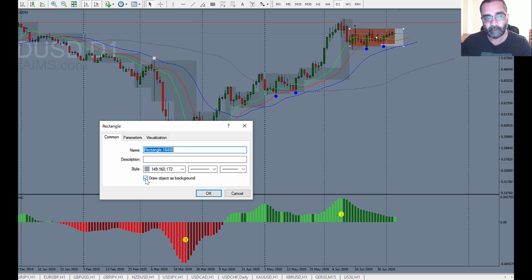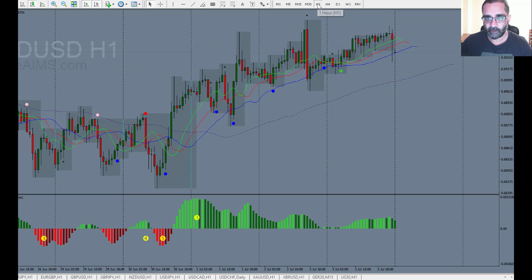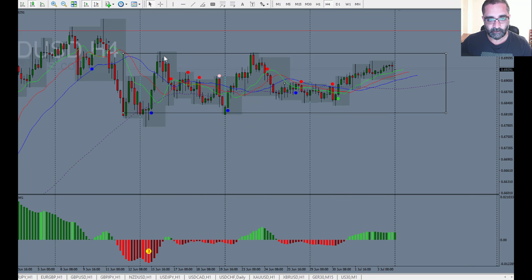Basically, if you want this as a drawing of a rectangle, and you give it any color you want here, and if you say draw object as background, then it creates a filled one, so it fills the background. But if you take that off, then it becomes a rectangle. So sometimes I like it this way. If you go to the 4-hour chart, you can see this is that price action all inside that box.